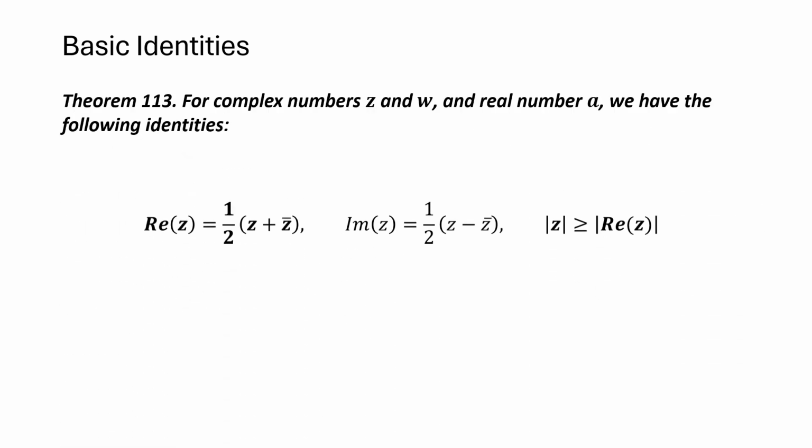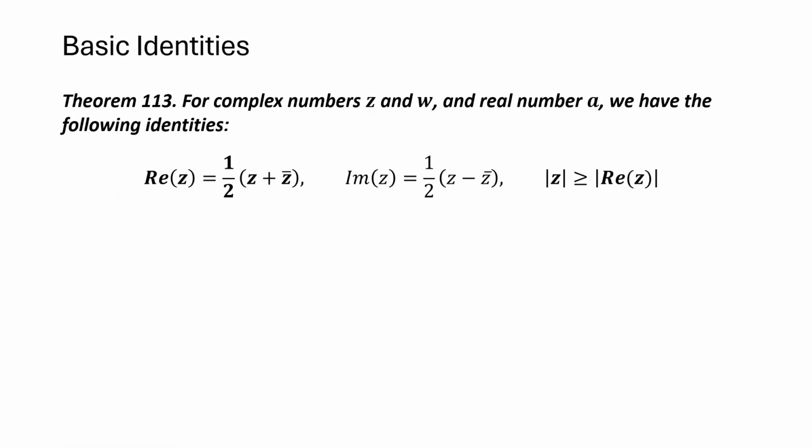Some basic identities for complex numbers. As we see here, we have three listed. You have the complex number added to its conjugate, and you take 1/2 of that and you'll get the real part of the complex number. This one's similar for the imaginary part.